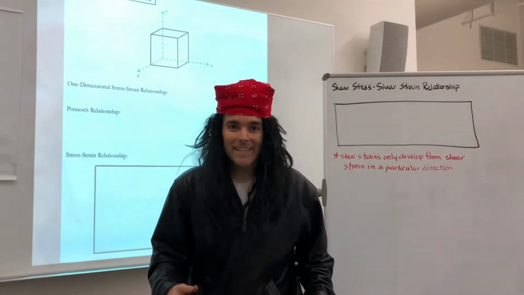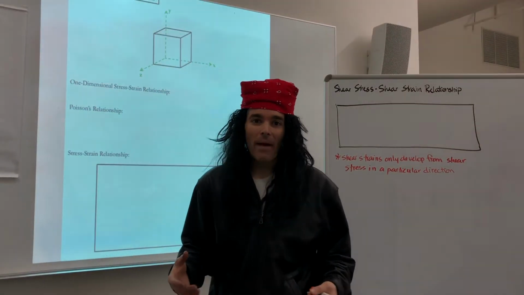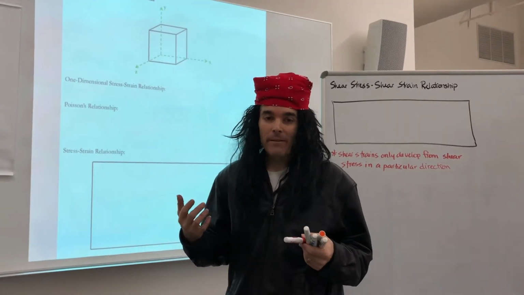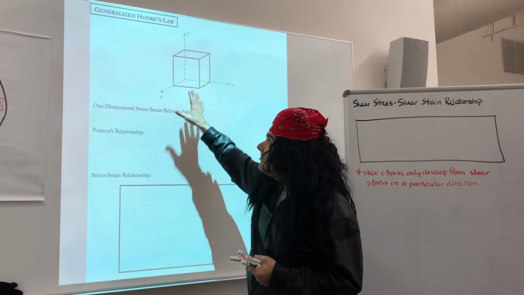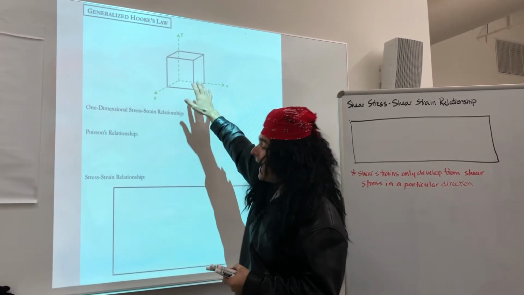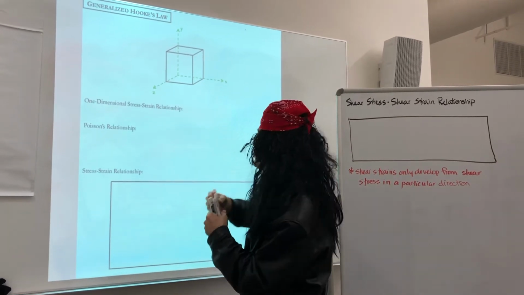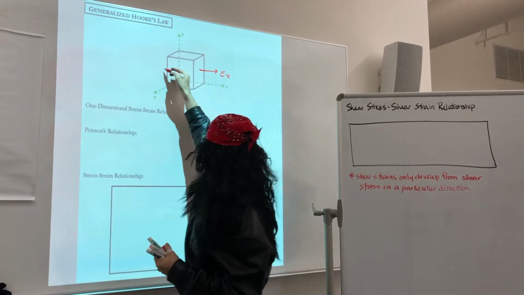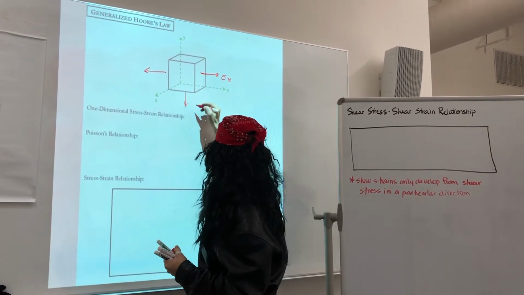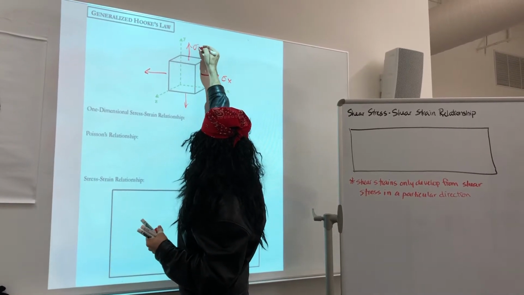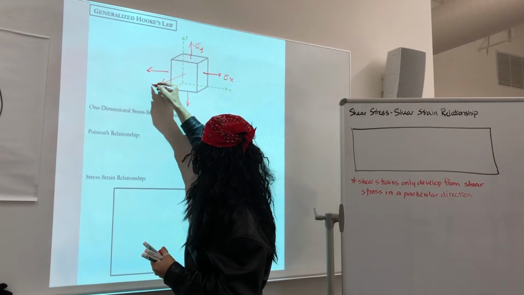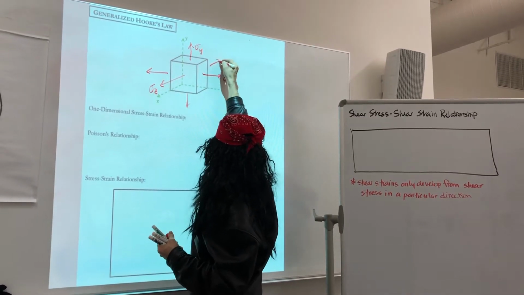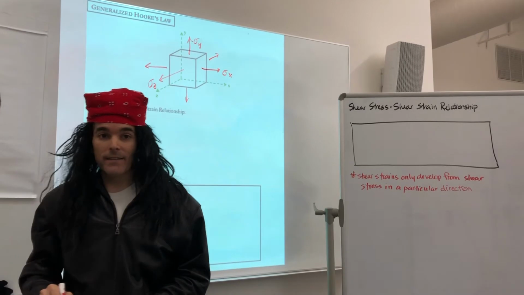Our final discussion on strain is to talk about how we can relate strain back to stress with a generalized Hooke's law. So I have here my block, and I have stresses on it, and the X, the Y, and the Z. And I've gone ahead and put these in the positive orientation.